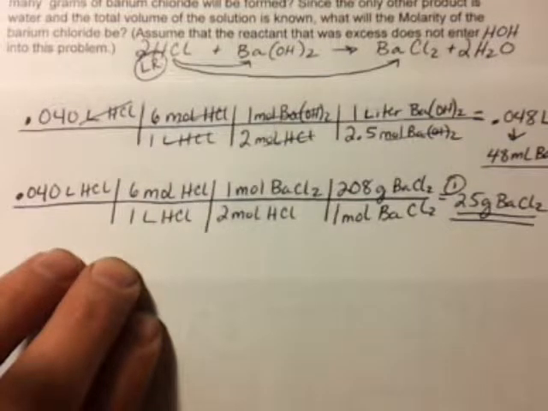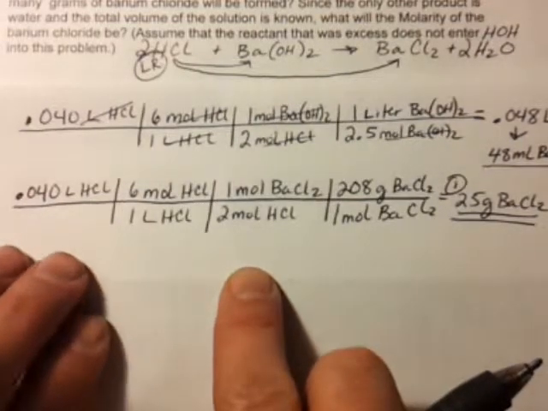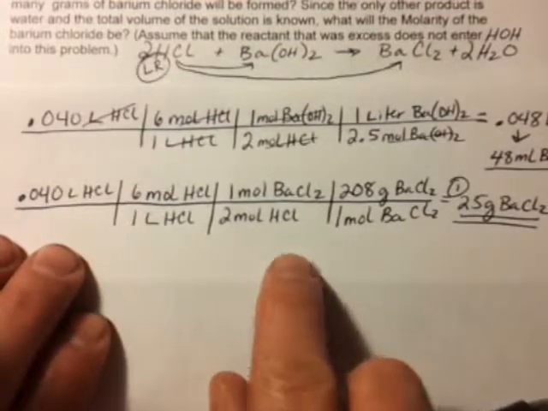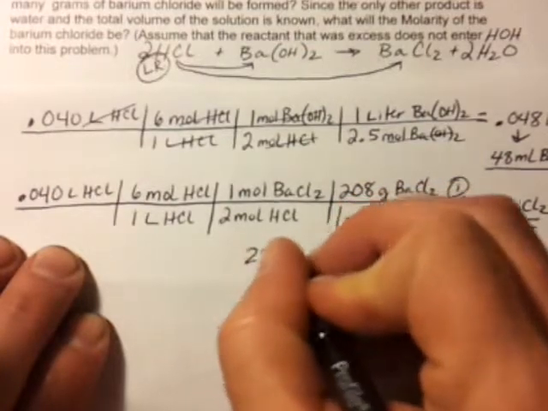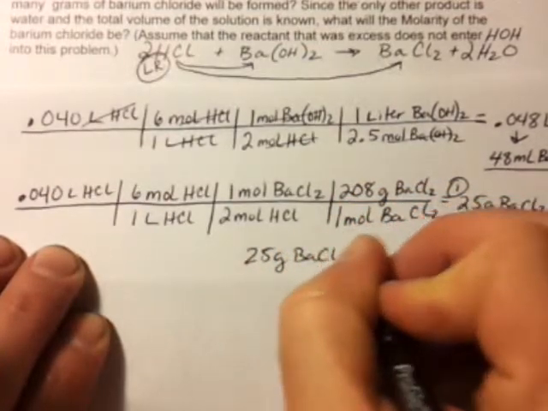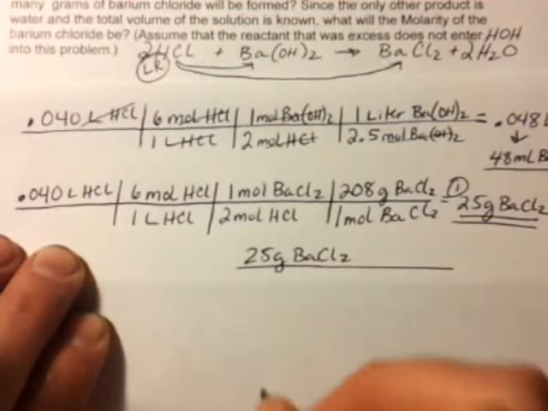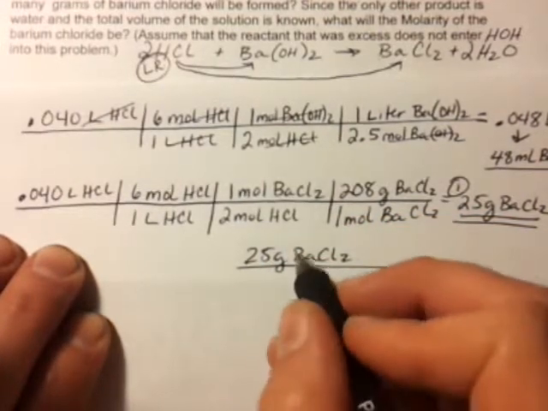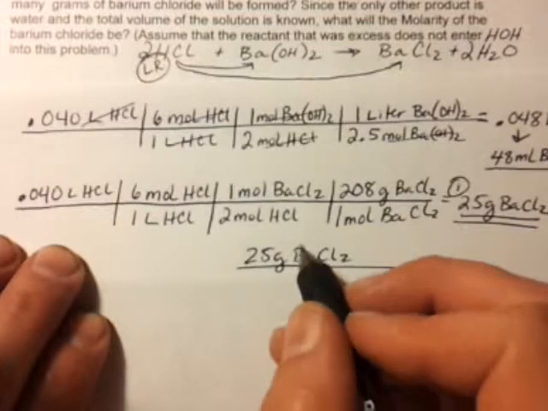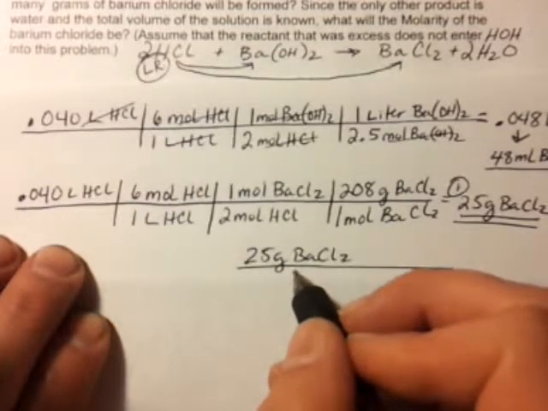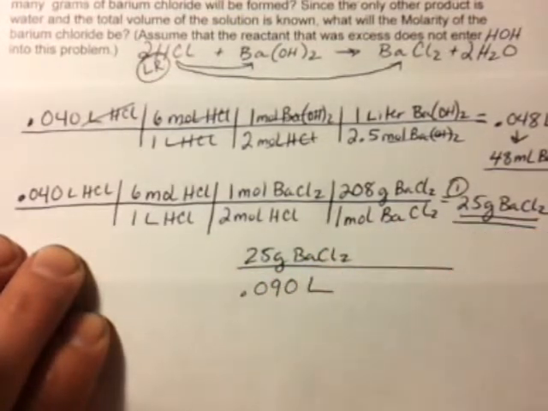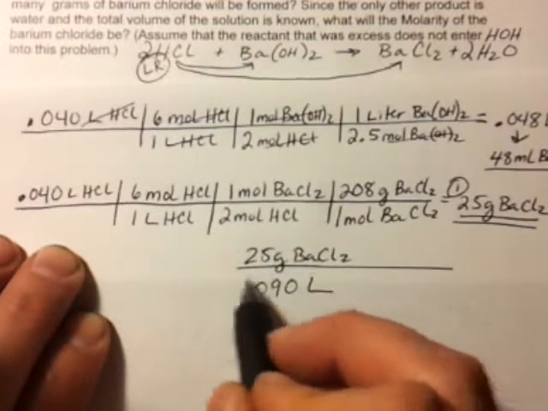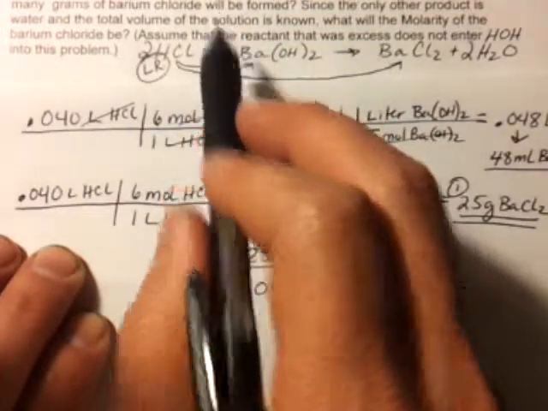Alright? The next question asks me, what's the molarity of this stuff? And this should be pretty simple. It's just like last problem set. I'm going to do that right here. Since I know I have 25 grams of barium chloride, and I know that it's not grams per liter. Remember, we're trying to find molarity, which is not grams per liter, but it's moles per liter. And I've got 0.090 liters of this stuff. I just made my milliliters from the problem into liters.